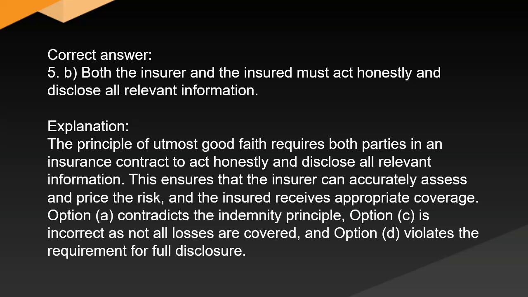Correct answer: B. Both the insurer and the insured must act honestly and disclose all relevant information. Explanation. The principle of utmost good faith requires both parties in an insurance contract to act honestly and disclose all relevant information. This ensures that the insurer can accurately assess and price the risk and the insured receives appropriate coverage. Option A contradicts the indemnity principle. Option C is incorrect as not all losses are covered. And Option D violates the requirement for full disclosure.